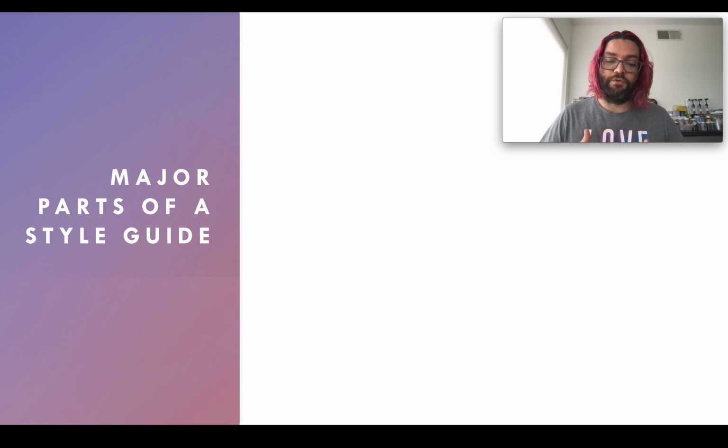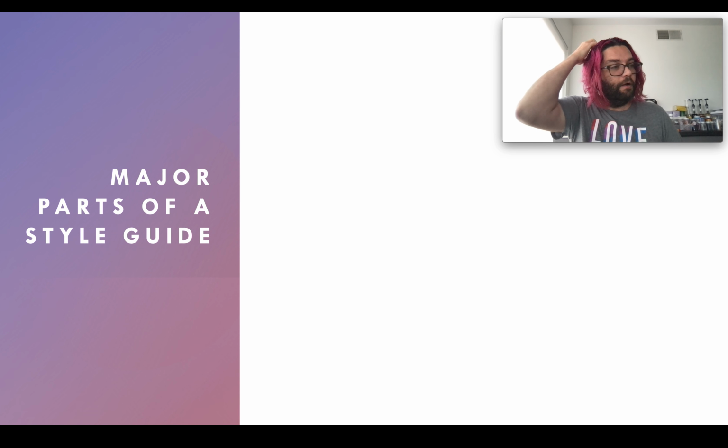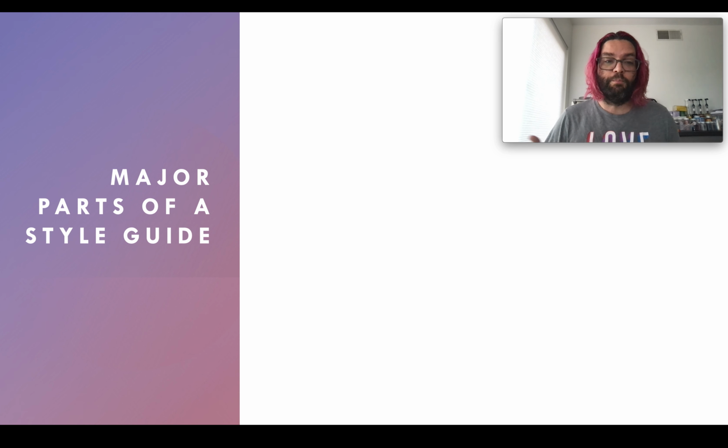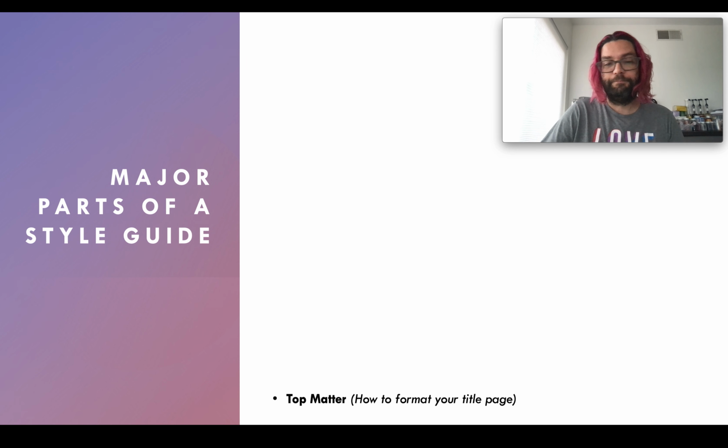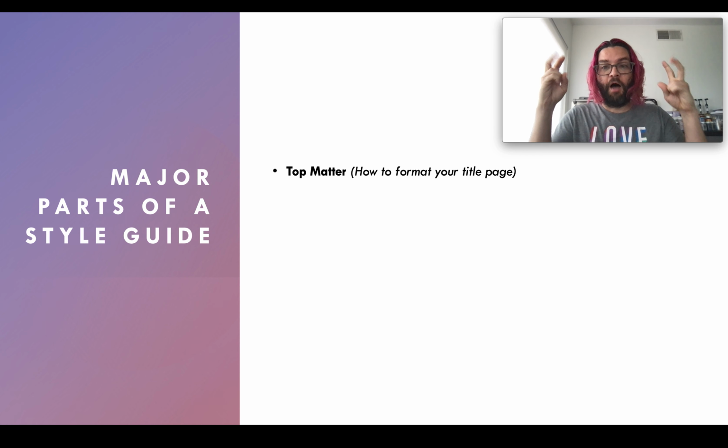So the next thing I want to do in trying to meet that aim is share with you what the major parts of a style guide are. There are some specific words that are used across a variety of style guides, and knowing what these words are will help you to find the section of a style guide that you need for the formatting you're looking for. So one part of style guides is the phrase top matter.